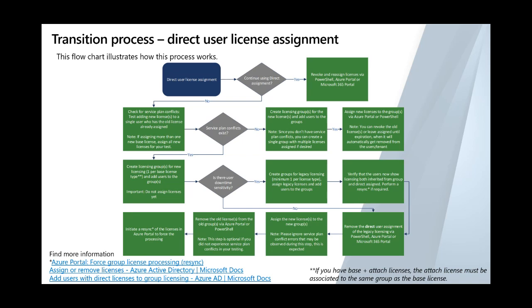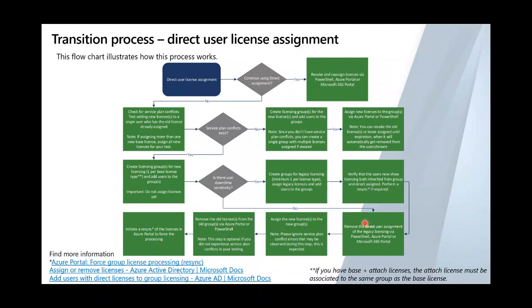In the Azure portal, there's a reprocess option to force the group license assignment to kick off immediately. Otherwise, it will initiate shortly after you assign the license and the users to that group. And then moving down to the fourth row here, if there isn't user downtime sensitivity, you would skip down to this step from that decision in the third row.